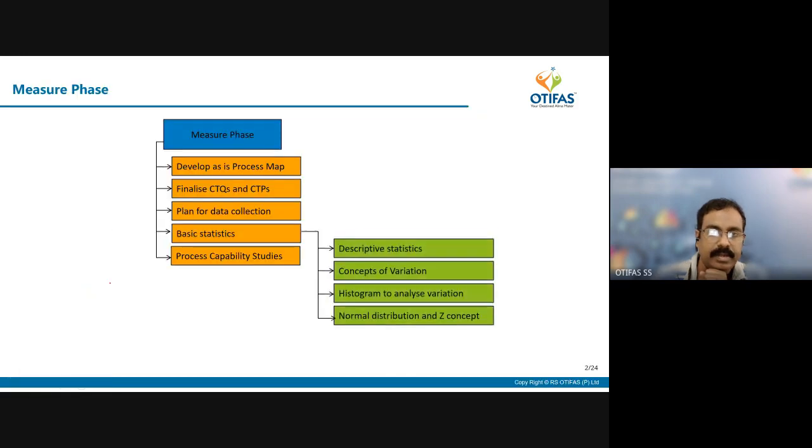These are the things we'll be learning in the measure phase. We are going to learn about process map. Then we learn about CTPs and CTQs. Then planning for data collection, and basic statistics. In basic statistics, we learn descriptive statistics, variation, histogram, etc. Normal distribution, just concepts in yellow belt, but we'll learn everything in detail in green or black belt. Then a process capability study. These are the major steps in the measure phase. Let's go one by one.